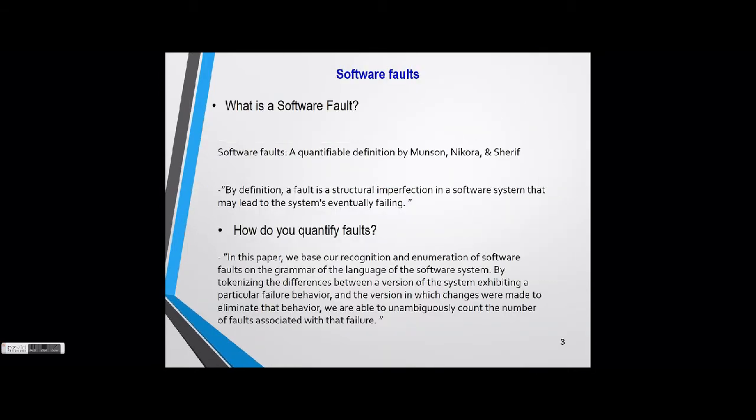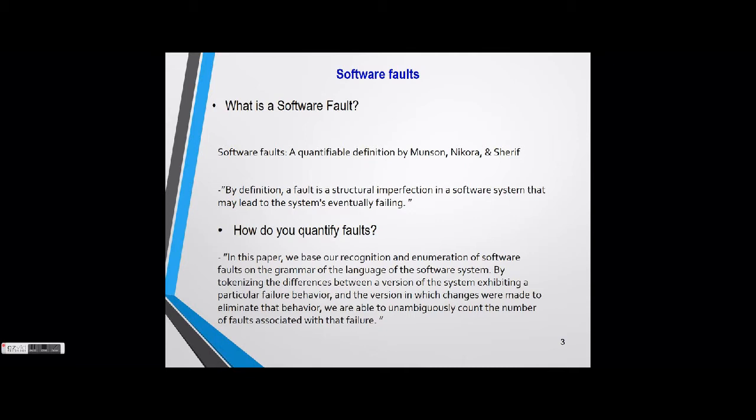So what is a software fault? Well, I found a really good academic paper. It was called Software Faults, a Quantifiable Definition by these researchers called Munson, Nakora, and Sheriff. They were from University of Idaho, California Technological Institute, and California State at Fullerton, so a collaboration of a few different universities. And they were saying, by definition, a fault is a structural imperfection in a software system that may lead to a software's eventual failing.